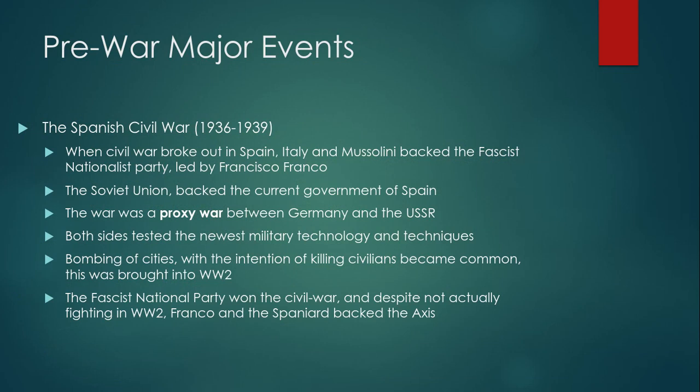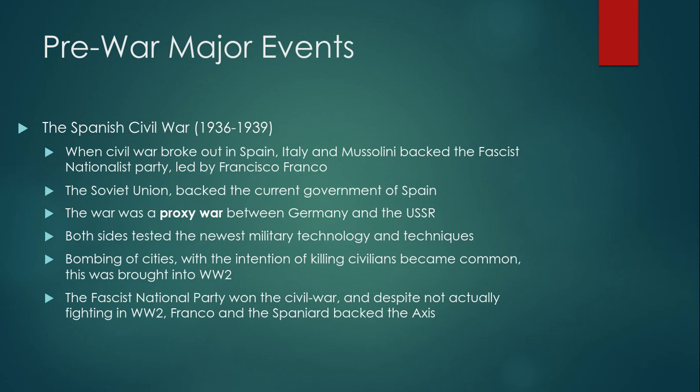So, some of the other pre-war major events. The Spanish Civil War. A civil war breaks out in Spain, so some of the countries in the area decide to get involved. Italy and Mussolini back the fascist National Party, led by Francisco Franco. The Soviet Union backed the current government of Spain. So we call this a proxy war.